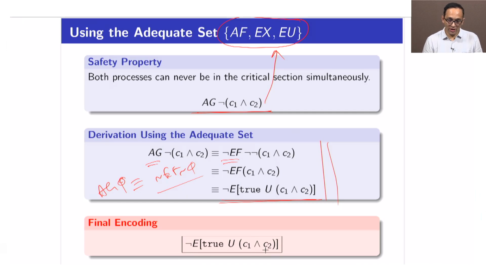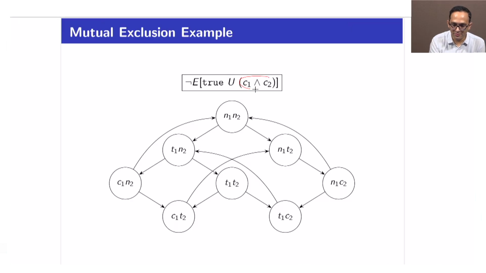Okay, so I can encode this because this has E until, right, which is part of this. Now I will show you how this labeling will happen here. What I have told you in the classes is that when you have a bigger formula, you have to take the sub formula first. So I am going to take this sub formula first and try to identify states where C1 and C2 both hold.